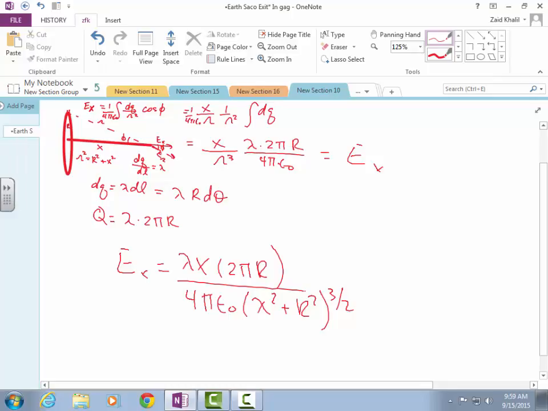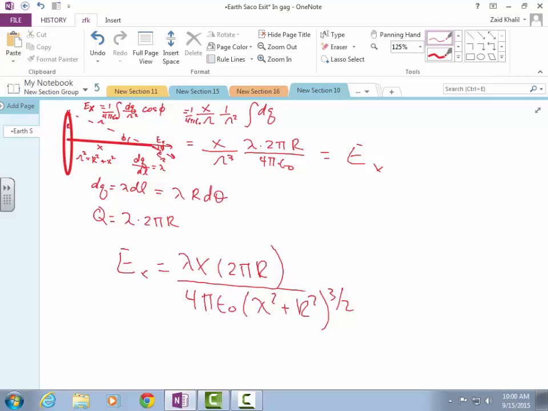Now, if we get really close in, you'll see there's a rhyme and a reason for the 2s and the 4s. If you get really close, what do you expect the electric field to be? Zero, because there's equal force on all sides. Does that agree with this? If x is 0, you get 0 times some other number, so that's reasonable.